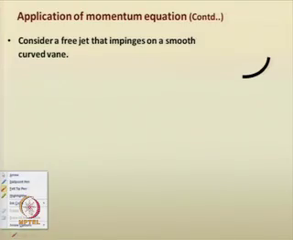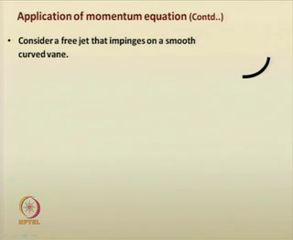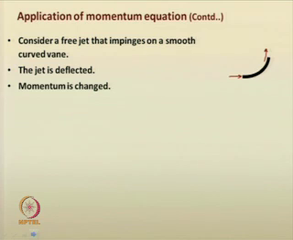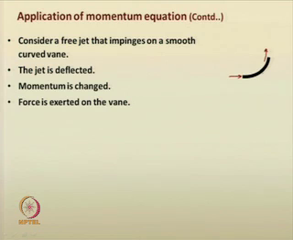So, consider a free jet. Again, let me give it in a different color now, the impact. Let us assume water, a free jet, impinges on this curved vane. So, the jet is deflected now, it goes on like this. It was coming like this, the high speed jet, and it got deflected to another direction. So, if the direction is changed, definitely the momentum is changed. Now, due to the change in momentum, force is exerted on the vane. Okay.